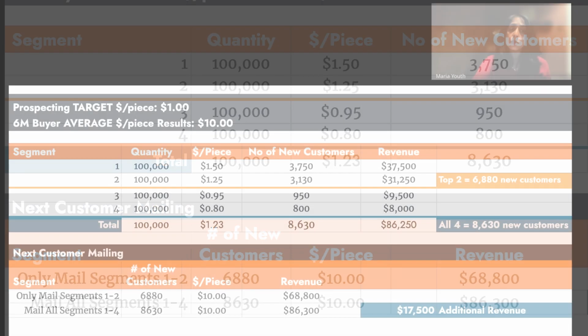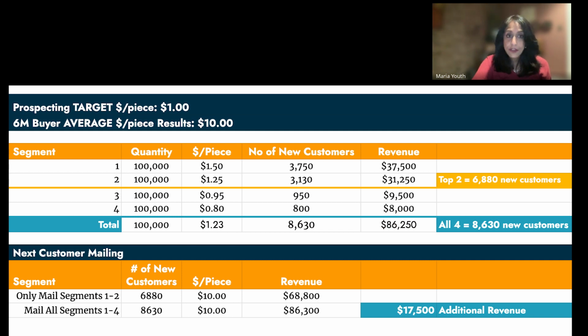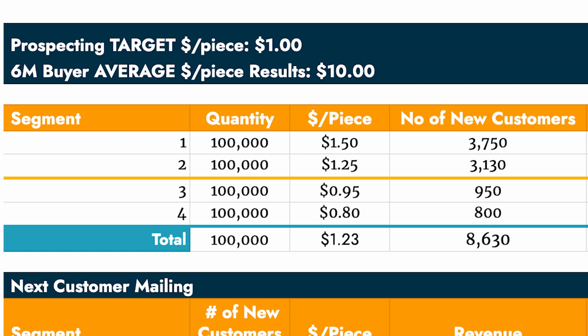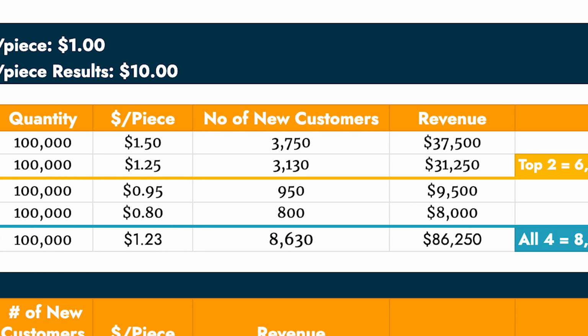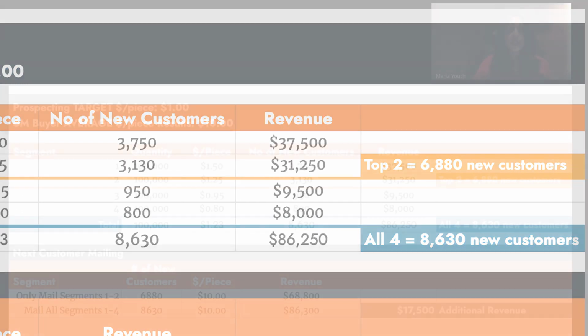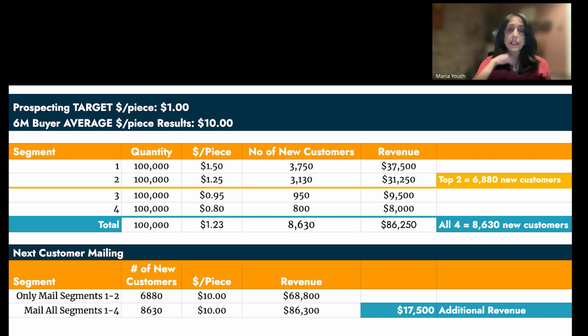If they were to look at the overall average of all segments, it'll end up being $1.23, which overall meets their criteria, which ends up bringing on 8,630 clients. So now that they have these two scenarios, one where they mailed only segments 1 and 2, the other where they mailed all 4 segments. Now they're going to do their next customer mailing.